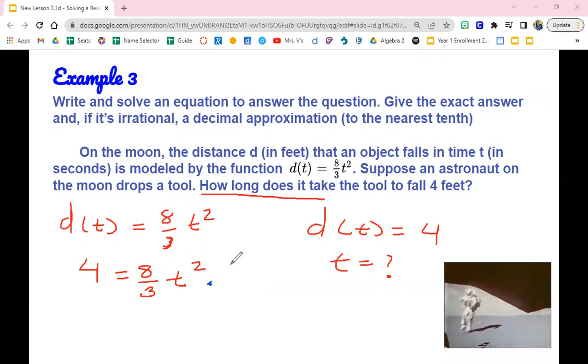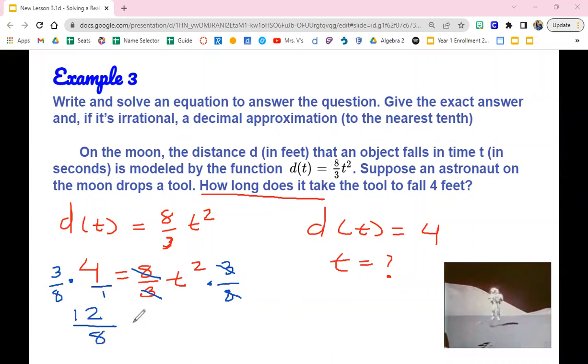So we can multiply by 3/8 on one side and multiply by 3/8 on the opposite side. This automatically eliminates those values that we have in front of our variable. So we have 3 times 4, which is 12. My denominator is automatically 1, and we have 8 times 1 is 8. So we have t squared equals 12/8. Now, what happens here? What's the inverse? Square root. So let's square root both sides.